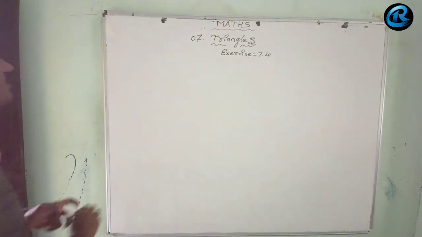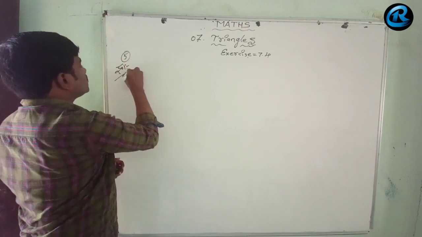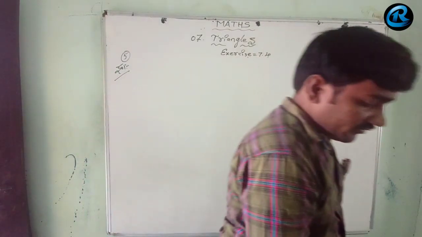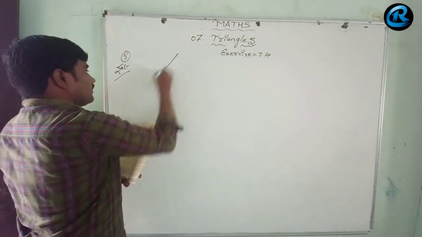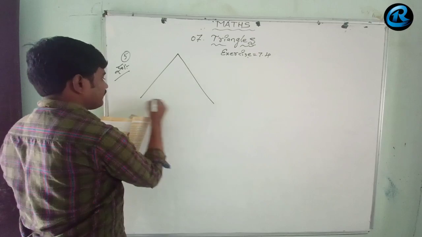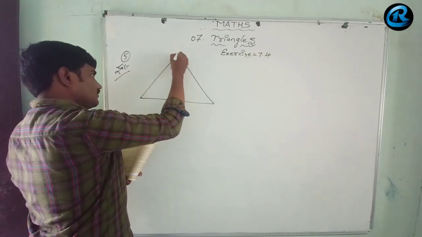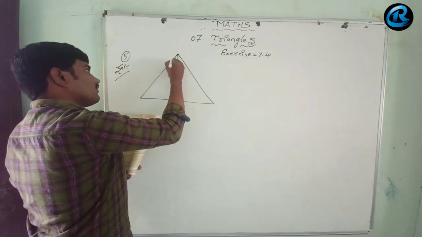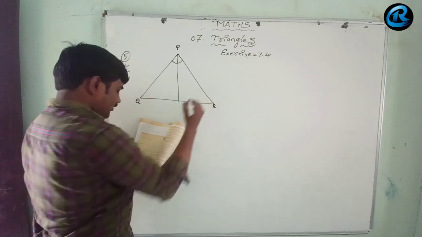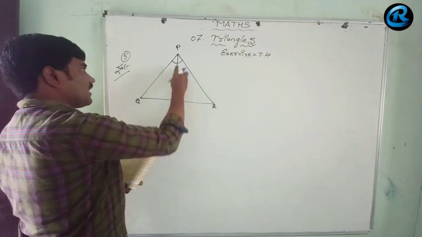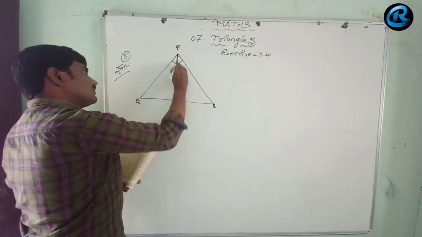Now we go for question number 5. Look at this question number 5. I will be drawing the diagram here. PQR is a triangle. In that, here it is PS.